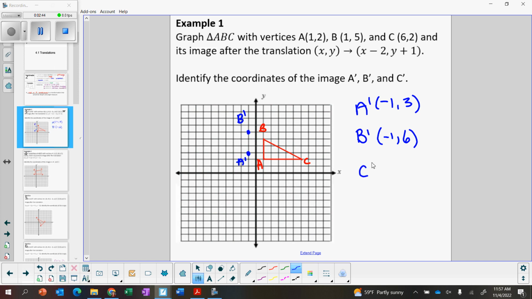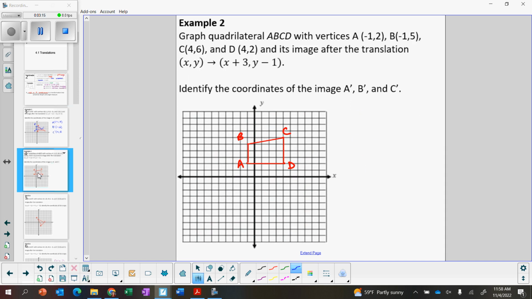And then C prime, so 6 minus 2 is 4. 2 plus 1 is 3. So the point 4, 3 would be C prime. And then we do our best to draw the new shape. It's not going to be perfect, and that's okay. All right, so that was our first translation to the left 2 and 1 up, because it was x minus 2 and y plus 1.